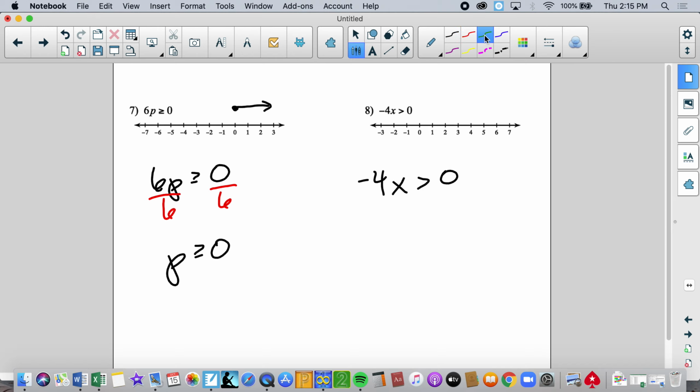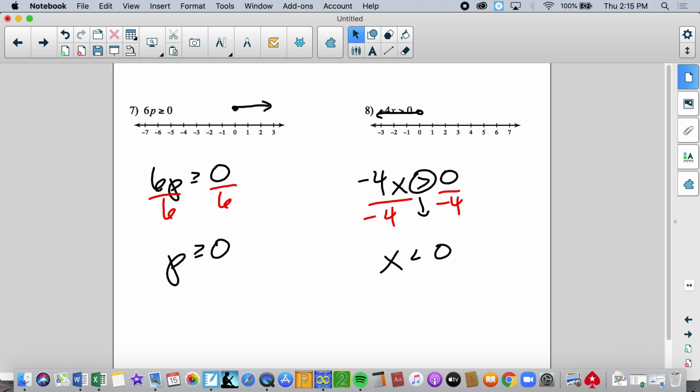So this is a tricky one. I hope everybody takes the time to watch this video and see this problem. Negative 4 is multiplying the variable, so we're going to divide both sides by negative 4. We get x. Because we divide both sides by a negative, we have to flip the inequality, and 0 divided by negative 4 is 0. So we're going to get an open circle, and we're going to get a line going to the left. Many students will get that wrong, and they'll keep it as a greater than.